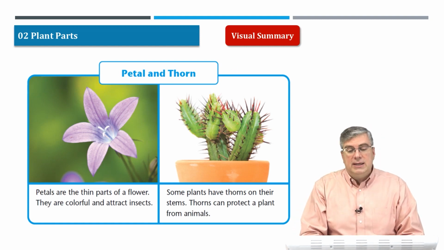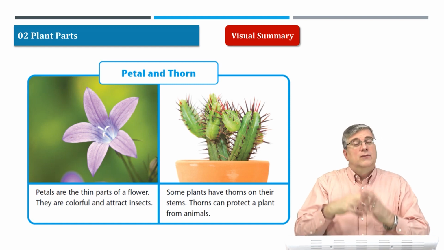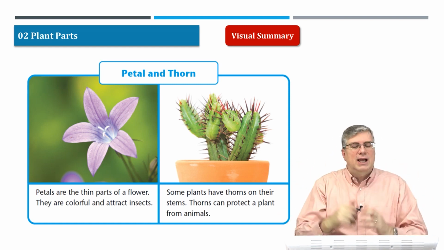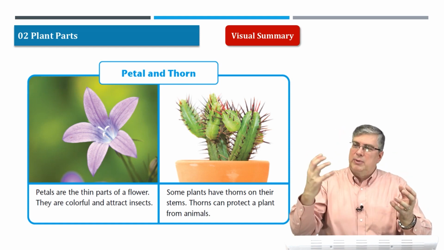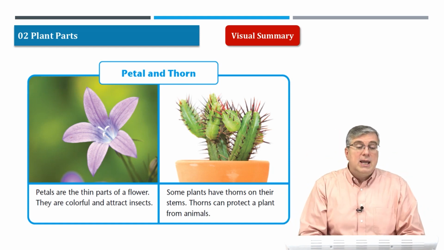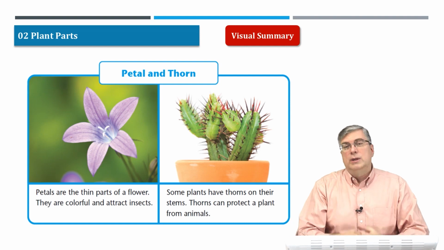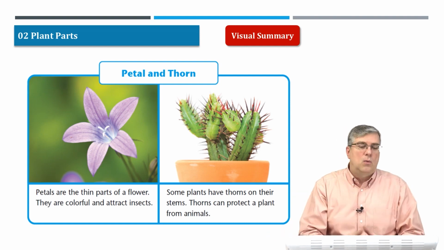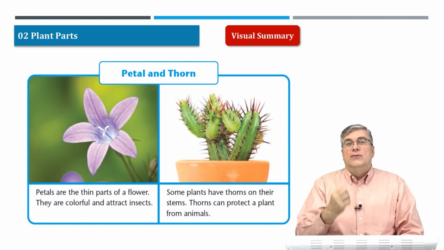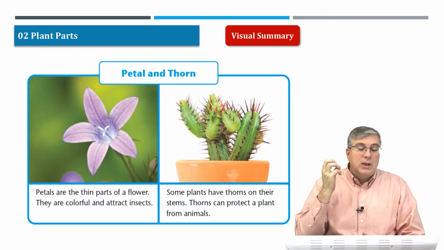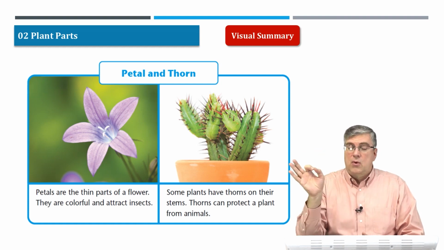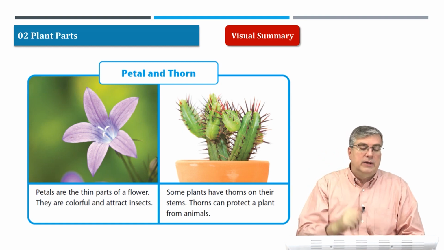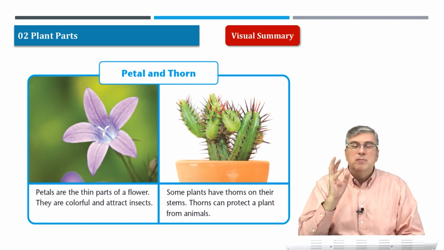And here we can see there are different parts of plants. Of course, there are many, many different kinds of plants. And some plants have certain parts and other plants have different parts. Now, many plants that grow in forests or where there's a lot of water, they will have flowers and they will have petals. So our picture is about petal and thorn. Petals, as we talked about before, are the thin parts of a flower. They are colorful.